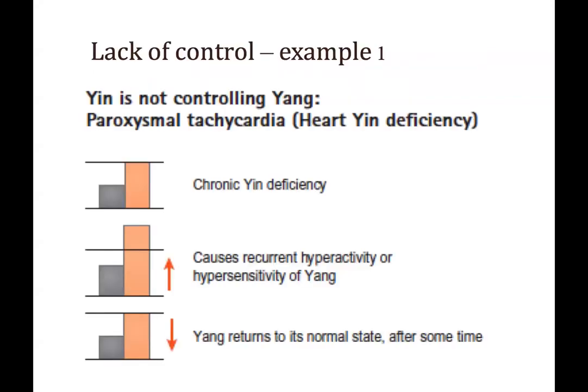Example 1, yin not controlling yang. A very common case is heart yin deficiency, paroxysmal tachycardia. The tower diagram will show us a typical case of chronic yin deficiency. With chronic yin deficiency, there is recurrent hyperactivity or hypersensitivity of yang. Then the yang returns to its normal state after some time.